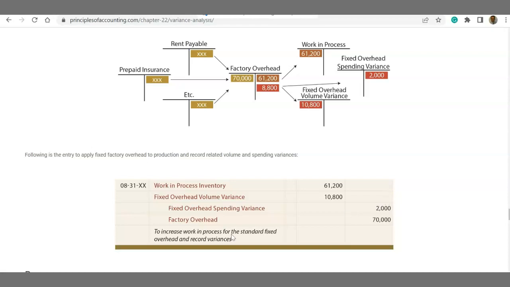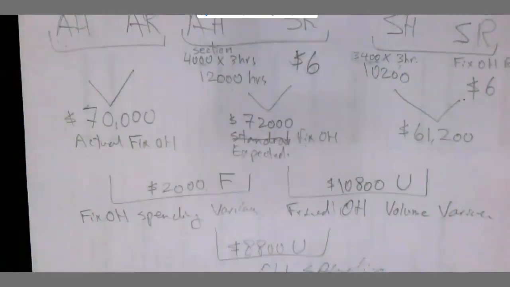So let me show you my paper one more time. Here is the $61,200 that goes into the work in process. And that is the fixed overhead volume variance, an unfavorable debit. And then this is the fixed overhead spending variance of $2,000 credit.